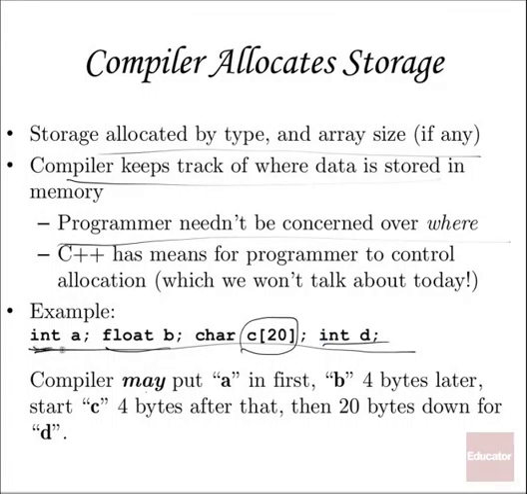So it'll put A there, and then it'll put D right after it. And I've got another block of memory over here, and I'm going to put all my floating points. I've got another block of memory, I'm going to put all my character strings. The compiler might do that.